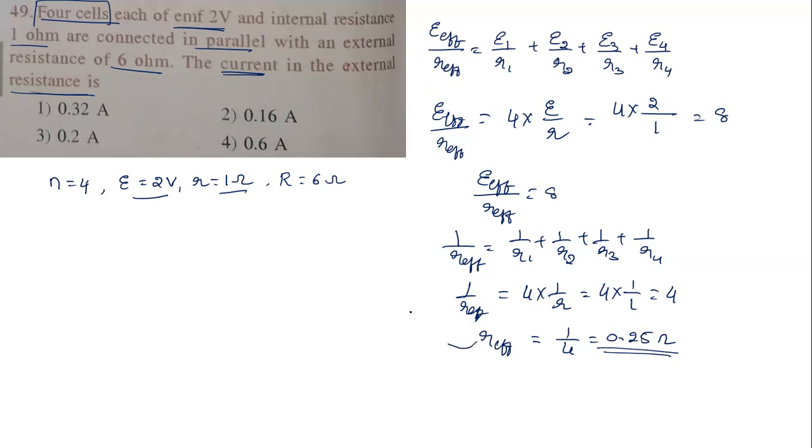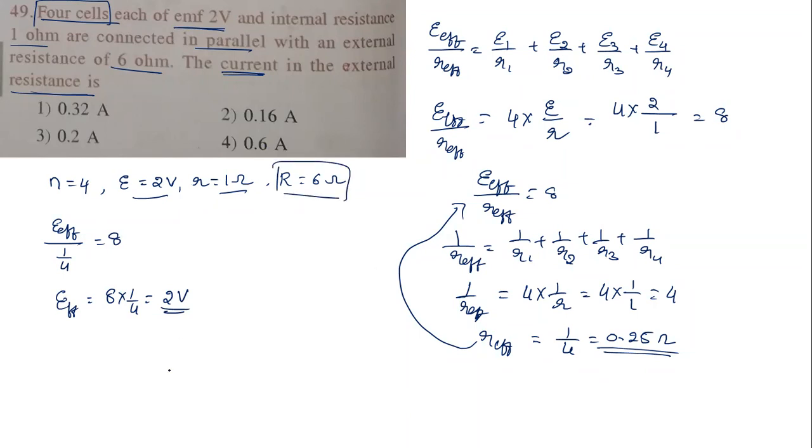Okay, let us insert this value of R effective here. E effective divided by R effective is 8, and R effective is 1 by 4, so 1 by 4 is equal to 8. Then E effective becomes 8 into 1 by 4. It will be 2 volt. So we got to know the effective EMF and the effective internal resistance, and an external resistance is given. We need to find the current. In a simple way, we are going to find the current now.